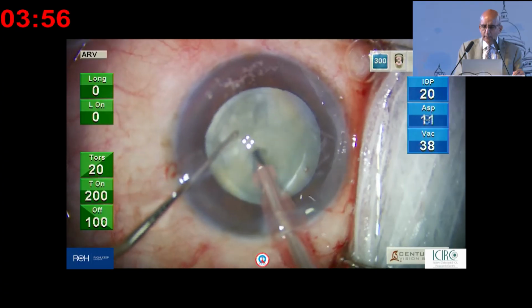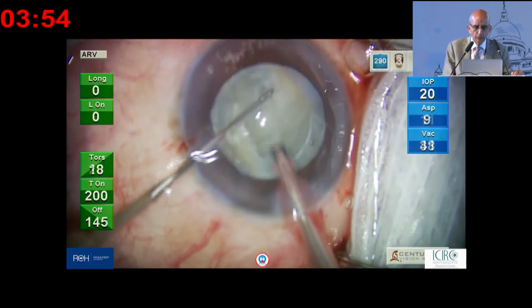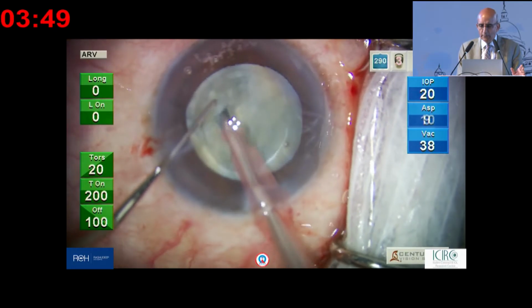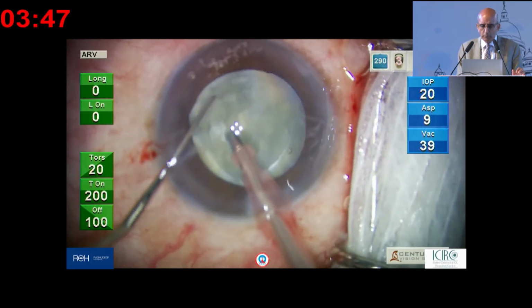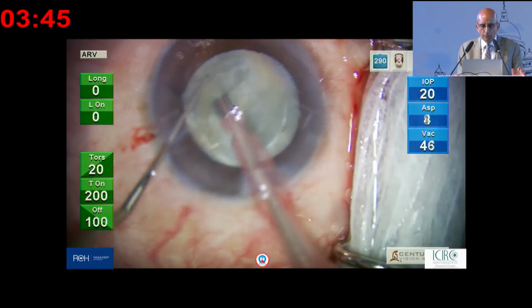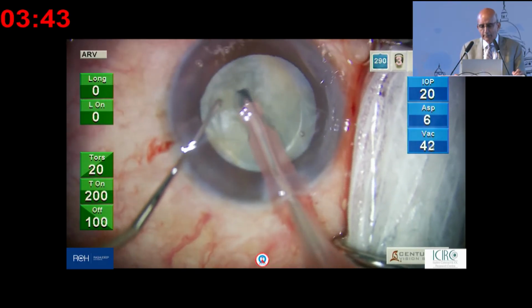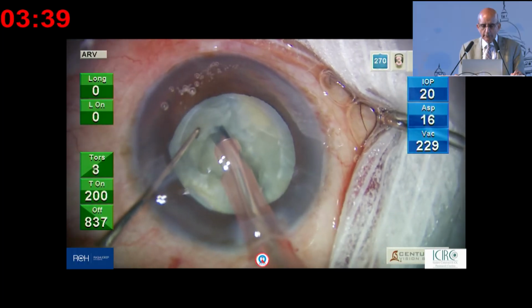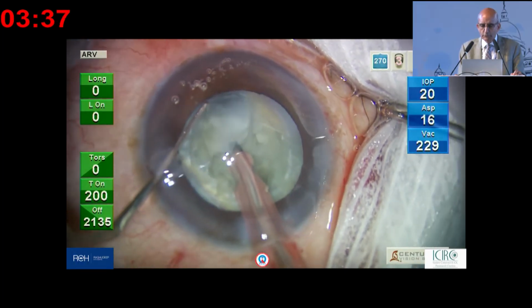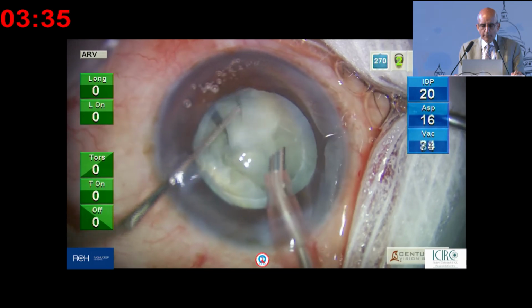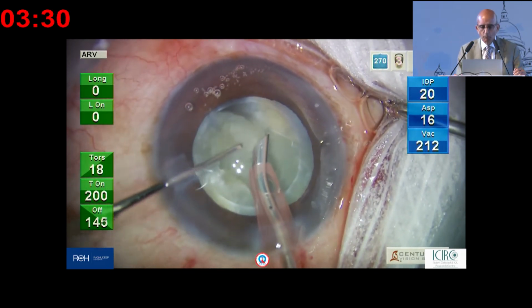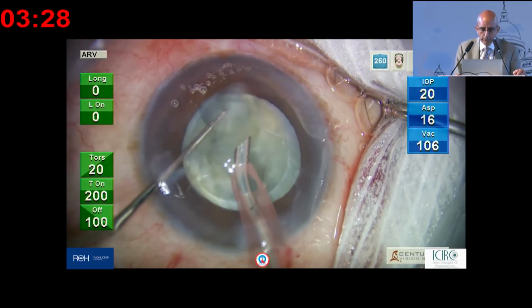And then notice the IOP 20, IOP 30. Flow rate is around 16 to 18, and vacuum minimal, 100 or so, but more energy. So I'm debulking rather than trying to chop it. And then once I go to the peripheral, I will use the chop principle, 300 vacuum at the most, which I would have otherwise used 500 or so, but as minimal as possible.